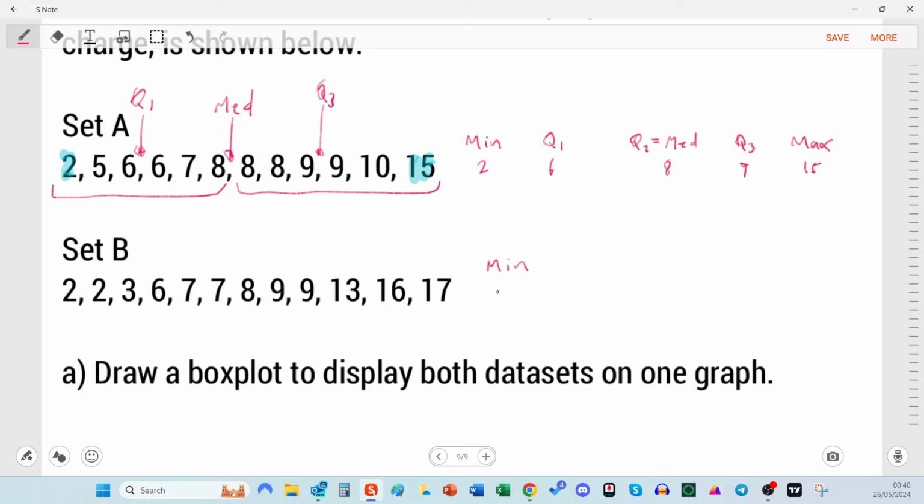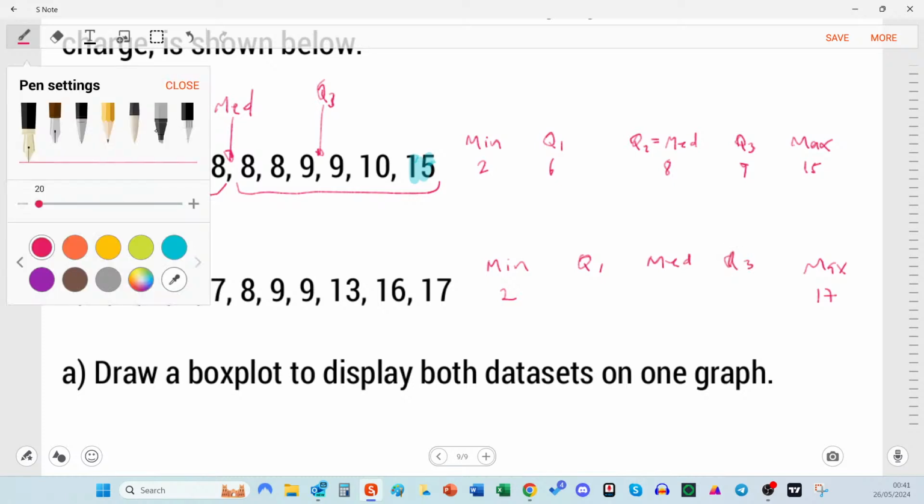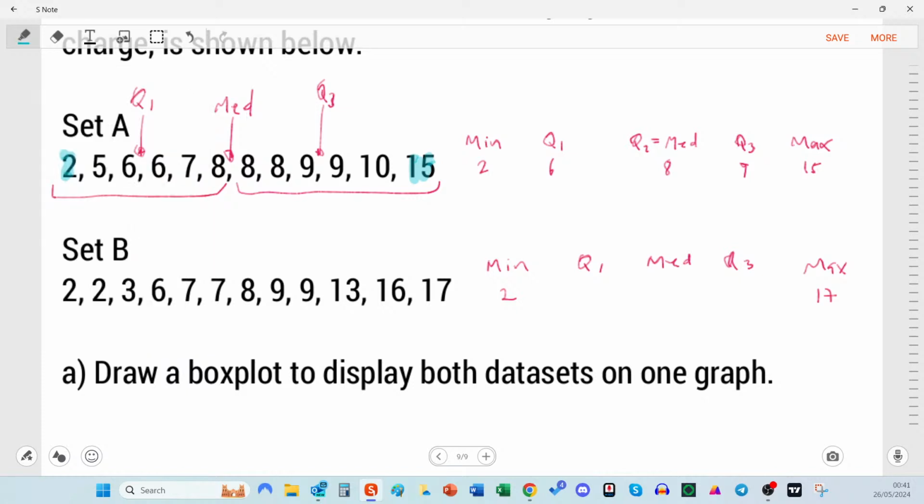Minimum, again, is 2. Maximum is 17. Quartile 1, median and quartile 3. Okay, so we've got 17 and 2.